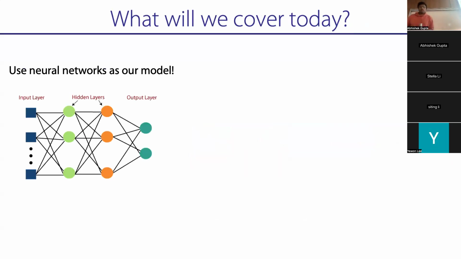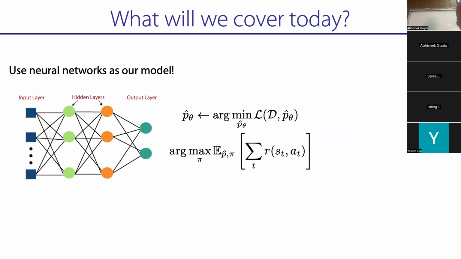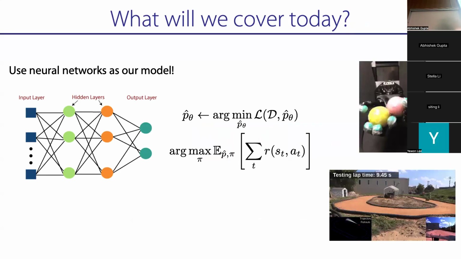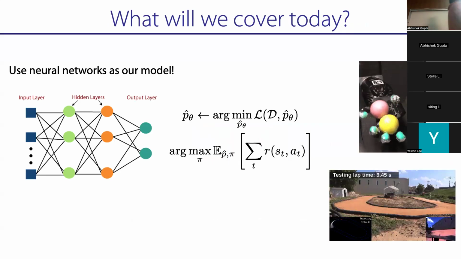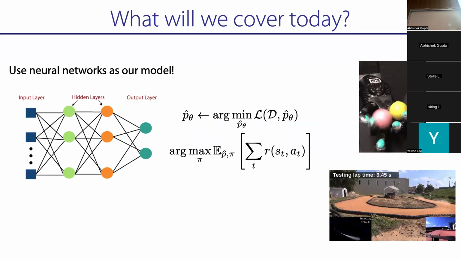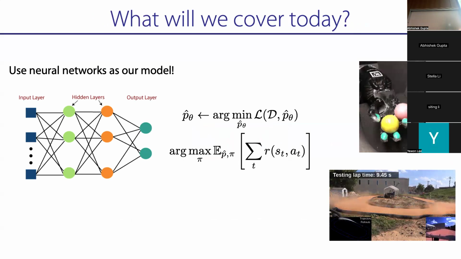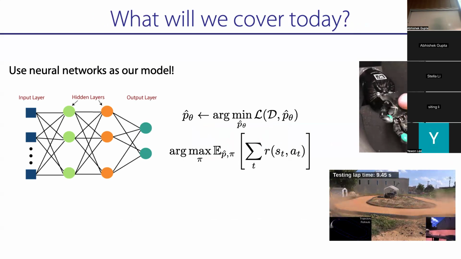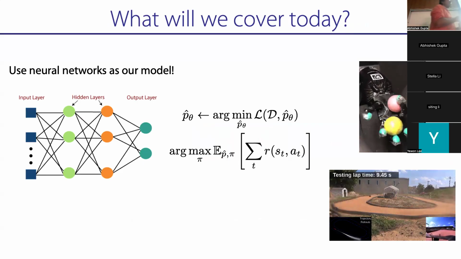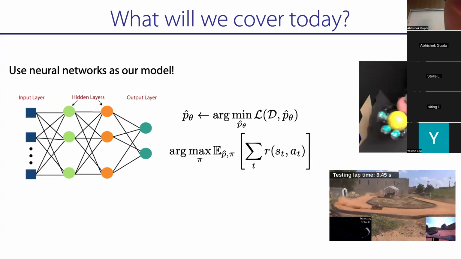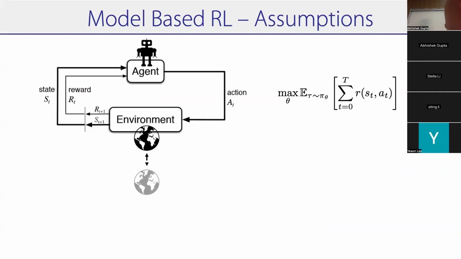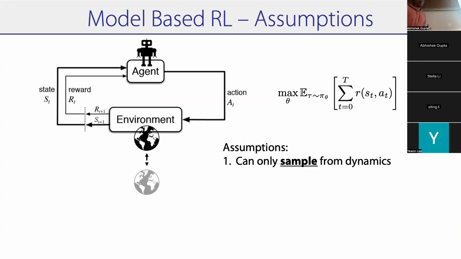Okay, so what we will cover is we're going to use neural networks as our model. And so both of these examples are with neural networks as our model. So the bottom is some of Byron's work on AutoRally, where they're trying to drive a car on a dirt track really fast, which is hard to model analytically, but they learn a model to do it with some data. And so we're going to try and show you how neural nets can be useful for these problems. Okay, so the assumptions we're going to make. The first is we are not going to assume access to known dynamics.